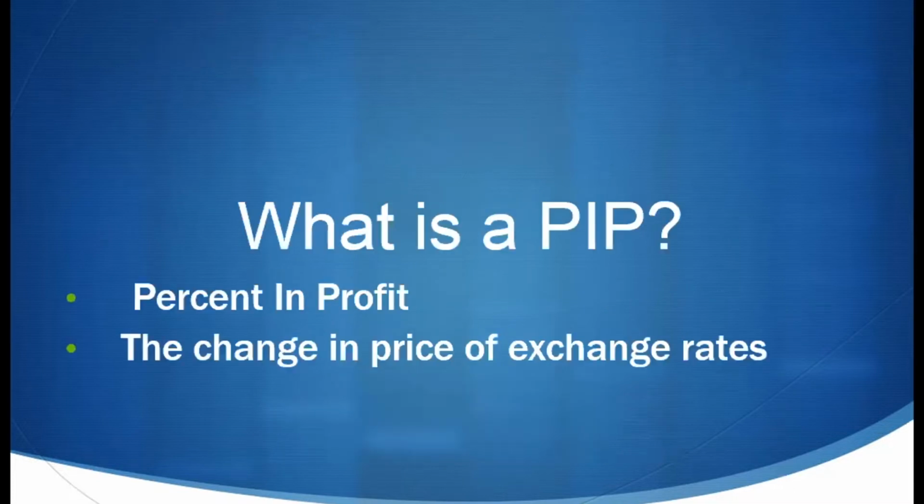So some of the things you're going to have to learn and understand when you're trading. This is a big one: what is a pip? The pip stands for percent in profit. That's the change in price of the exchange rates. You're going to hear pip a lot when we're trading, because pips is where you make money or where you lose money. As it goes up on the graph, you're making money with pips. As it goes down, same thing.